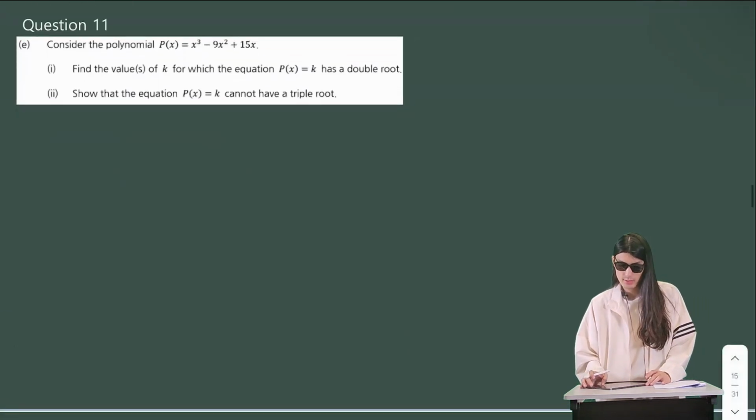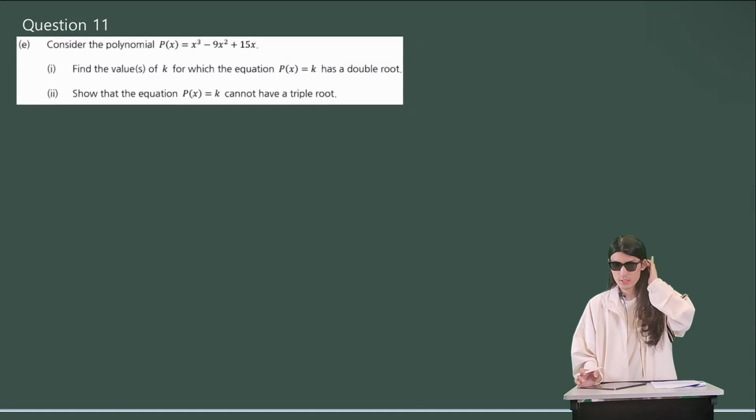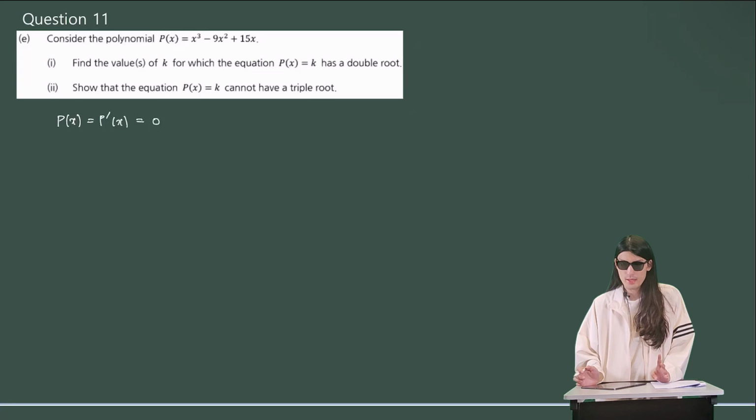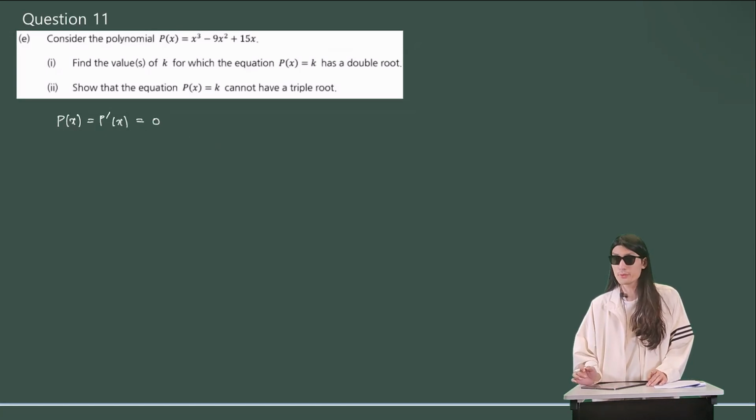Next, 11e. Values of k for which the equation has a double root. Okay, multiple root theorem. The multiple root theorem states that the value of x for which p of x and p dash of x is equal to 0 is your double root. Again, I repeat, multiple root theorem: the value of x for which both your polynomial and its derivative are equal to 0 is your double root.